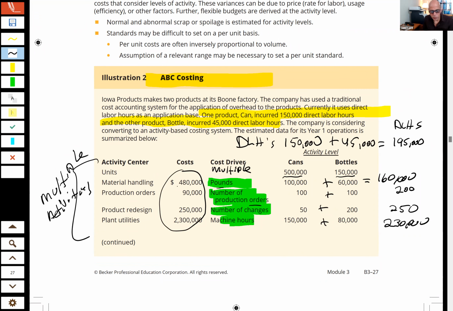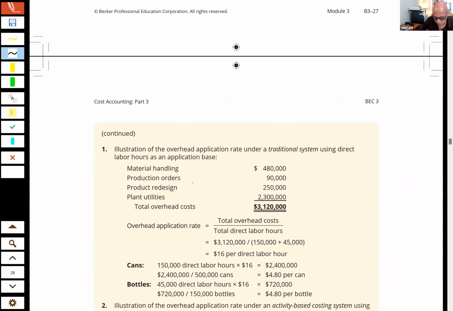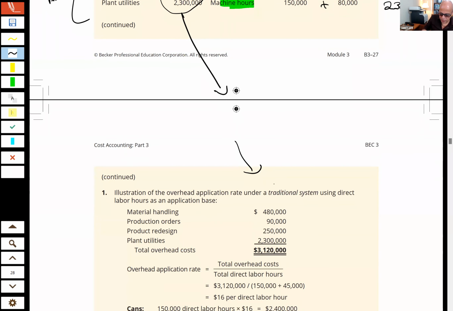So we have multiple pools, multiple drivers, and we're going to go ahead and take a look and contrast the traditional to the activity-based cost, which of course we're looking at here. So notice they pick up the same cost that we were seeing on the previous page. We bring those down. We total those up. Okay, that's 3,120,000. Okay, this is just like we did earlier in the chapter last time.